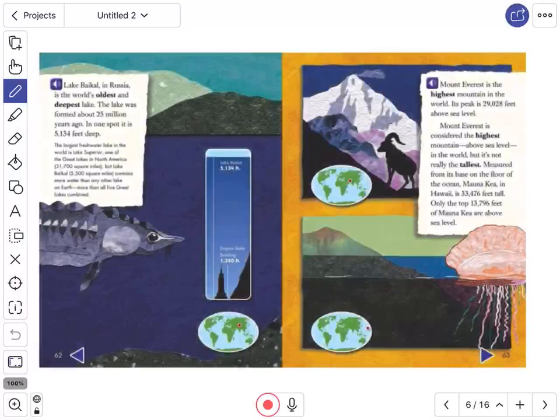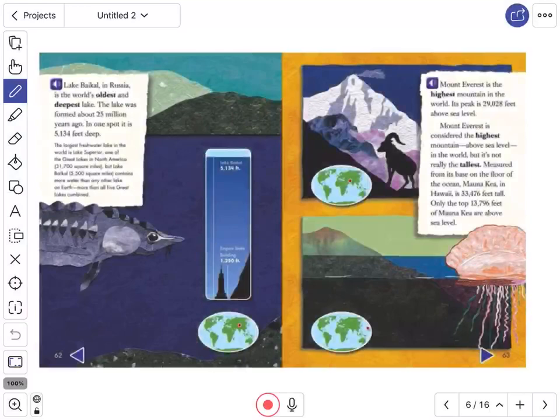Lake Baikal in Russia is the world's oldest and deepest lake. The lake was formed about 25 million years ago. In one spot, it is 5,134 feet deep. The largest freshwater lake in the world is Lake Superior, one of the Great Lakes in North America, 31,700 square miles. But Lake Baikal, 5,500 square miles, contains more water than any other lake on Earth, more than all 5 Great Lakes combined. That's pretty crazy.